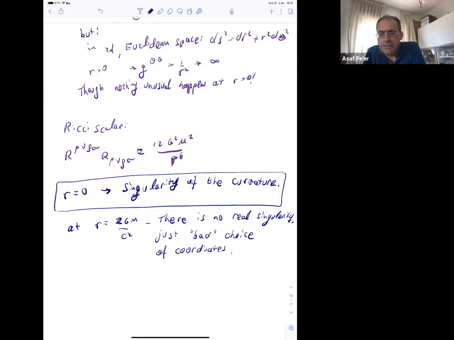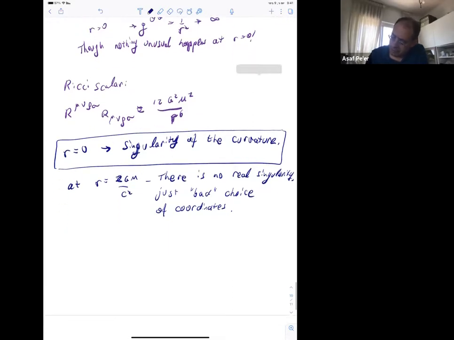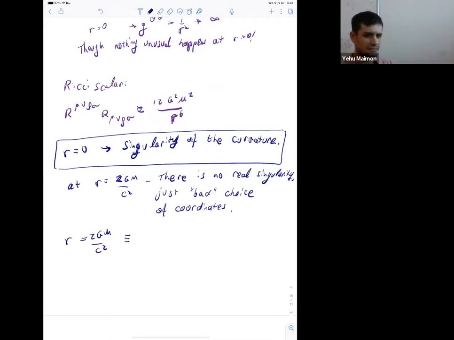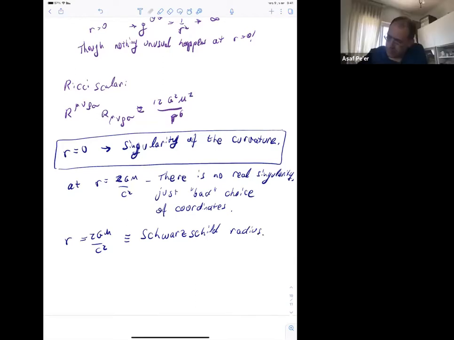So it does have a name. What do we call this radius? This is the Schwarzschild radius, right? What's the other name of the Schwarzschild radius? Event horizon? Yes. We will explain exactly why.